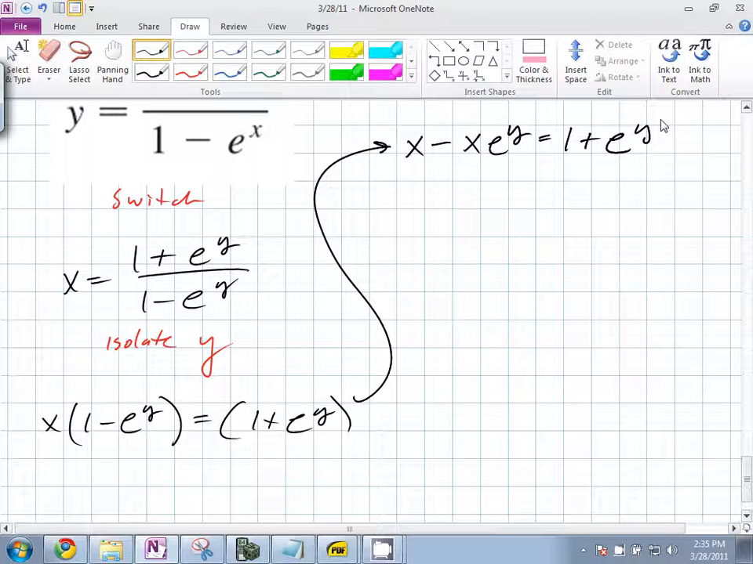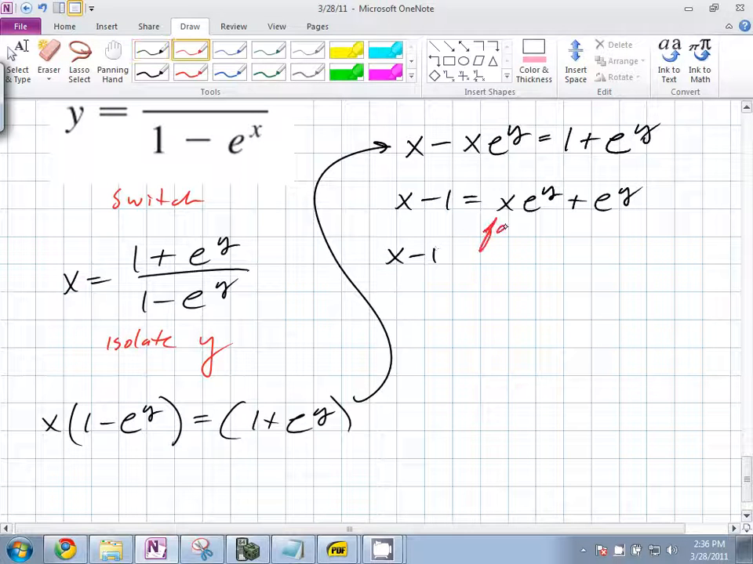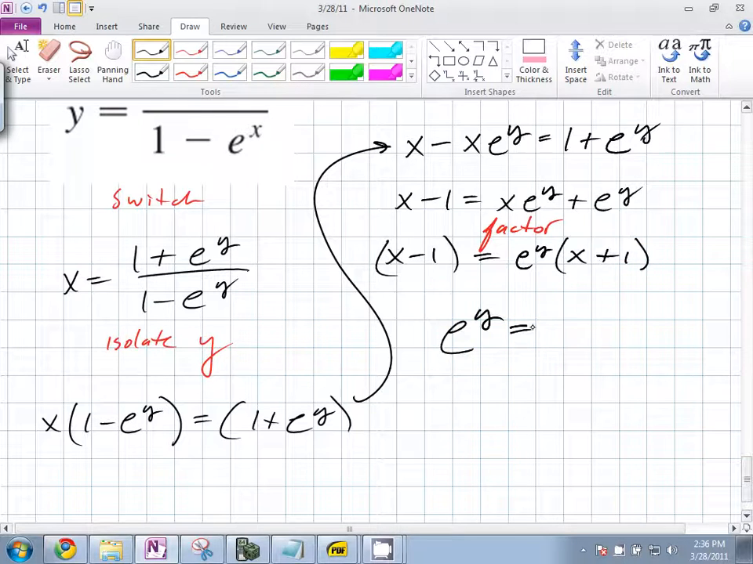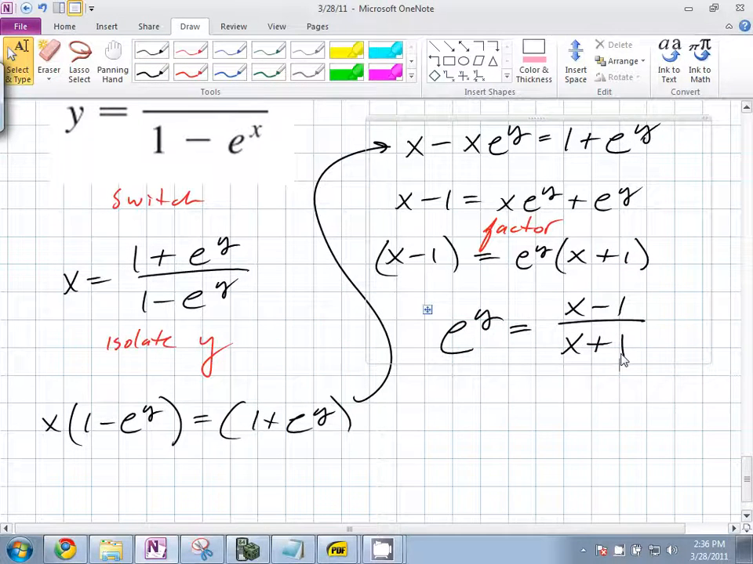Actually, I'm just going to do this. X minus 1 is equal to x e to the y plus e to the y. I put it over on the other side instead. I just like keeping as many things positive as possible. What do I do now on the right? Yeah, what's that word called? I love factoring. Love it. Equals e to the y times... Now what? Yeah, so now you have e to the y is equal to... There it is. So that's as far as you can go with the math in this class.